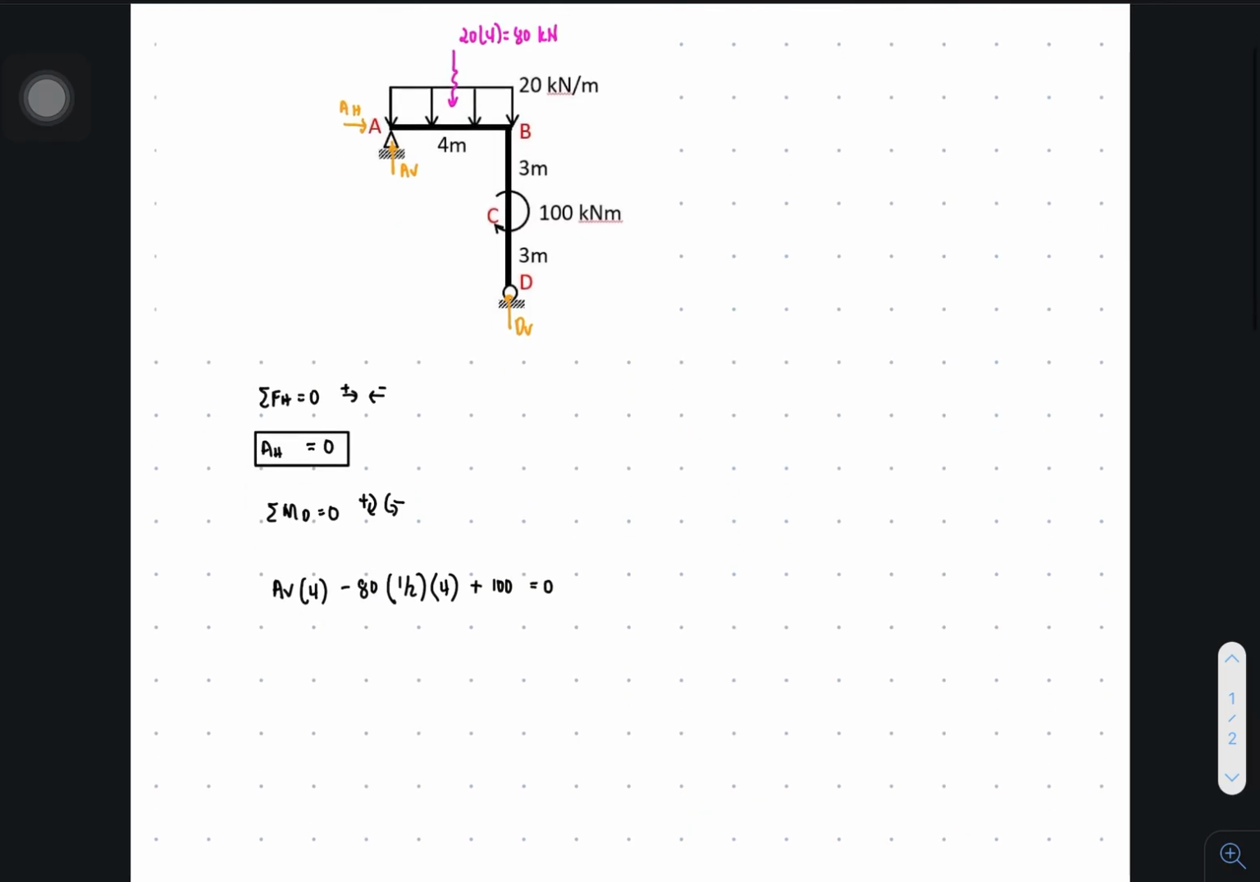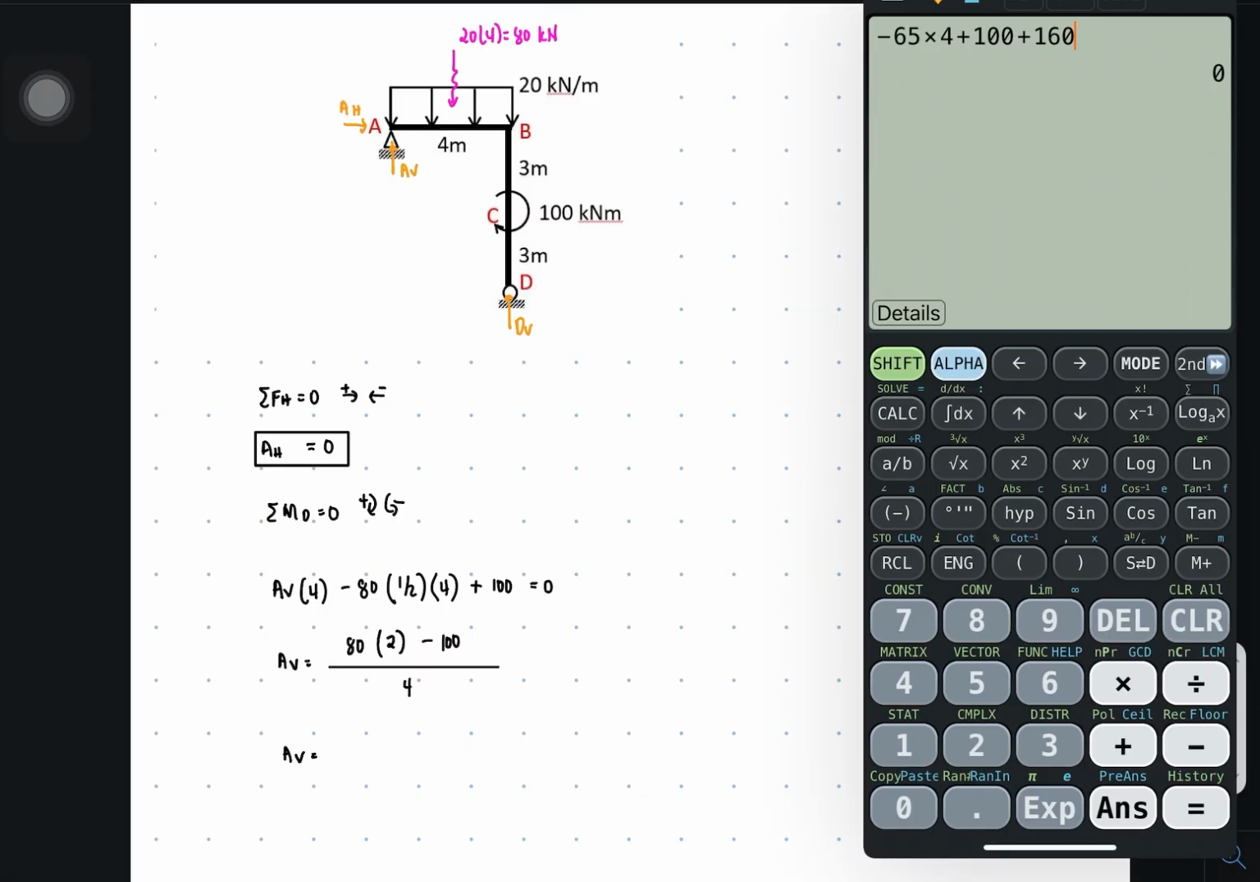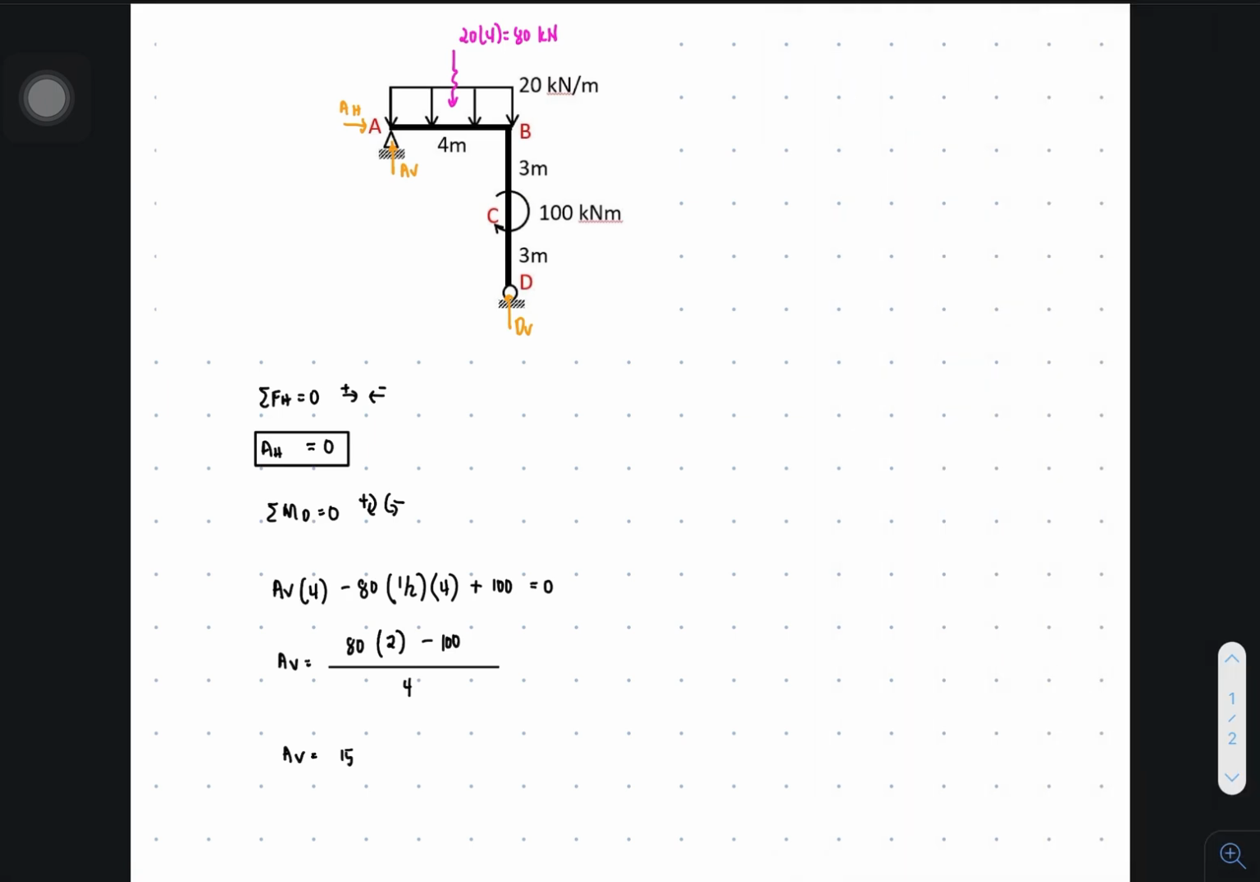Okay, let's finalize. You have transposing all the terms except AV to the other side. We will have AV equal to positive 80 times 1/2 of 4 is 2, then minus 100 divided by 4. So A vertical is 80 times 2 minus 100 divided by 4. The value is 15 kilonewtons. So this is your reaction at A.